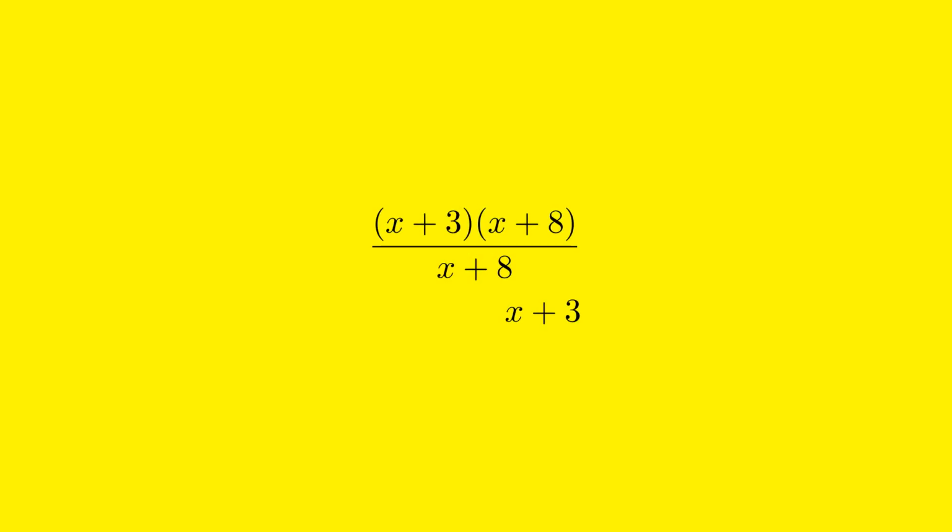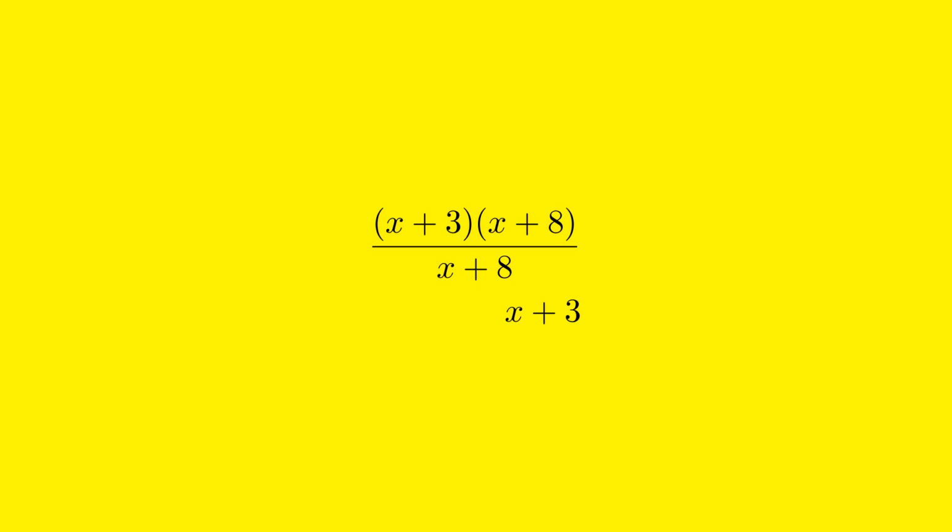Next, notice that in the expression x plus 3 times x plus 8 divided by x plus 8, there is a common term in both the numerator and the denominator. This common term is x plus 8, because both the numerator and the denominator share this common factor. We can cancel it out.